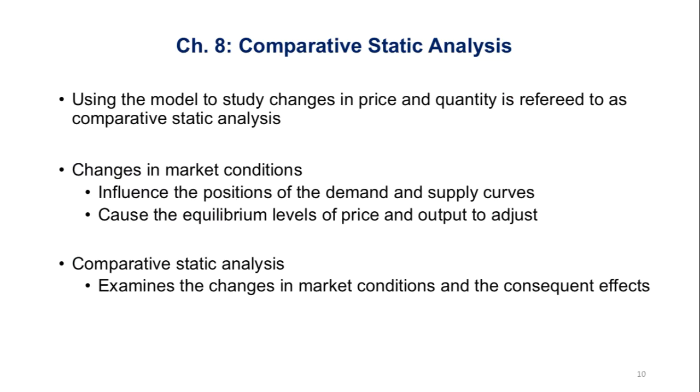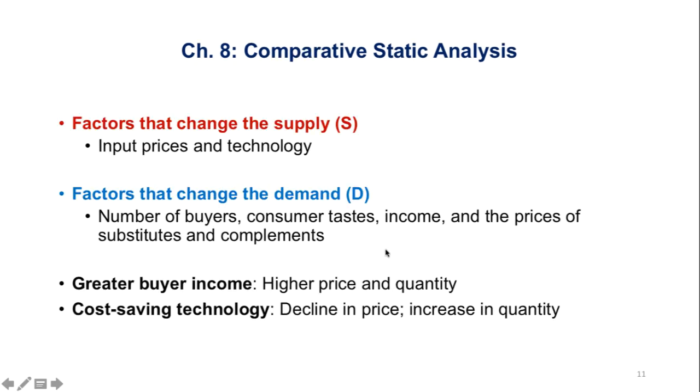Now, in a comparative static analysis, we use this supply and demand, and then we show the changes in the market condition. So it could influence the positions of the demand and supply curves and change the equilibrium. So those are the factors we want to know. What factors change the demand and supply?